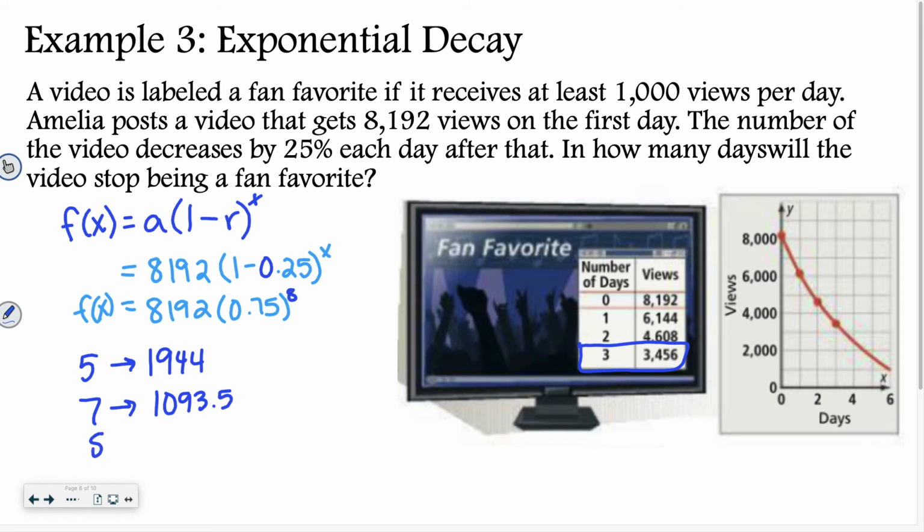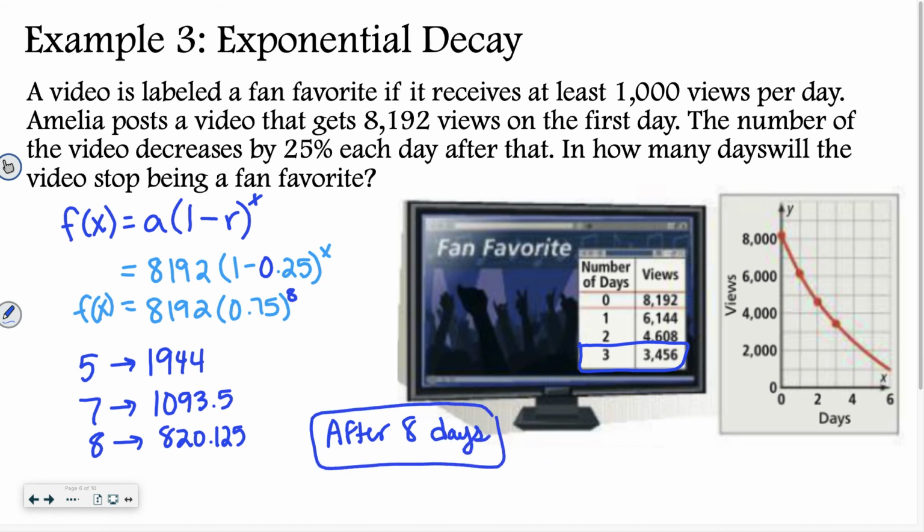So let's see what happens if I plug in 8. If I plug in 8, I am left with 820.125 views. So I know that after 8 days, it drops below 1,000. So 8 days would be my answer. If when you plugged these numbers in, you did not get these numbers out, so when you plugged in 5, if you didn't get 1,944, please ask for some help on how to plug things into your calculator.